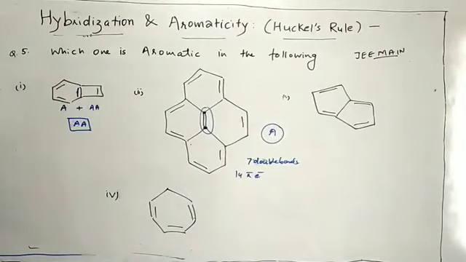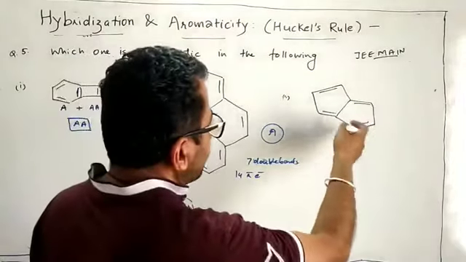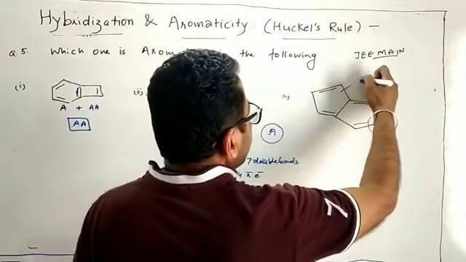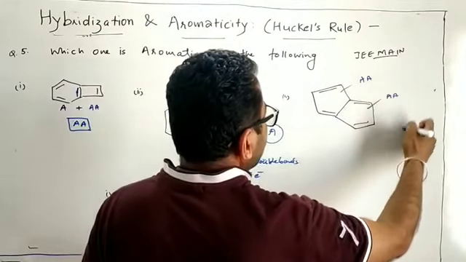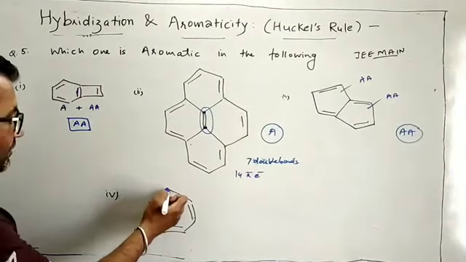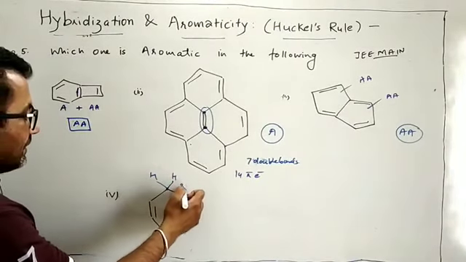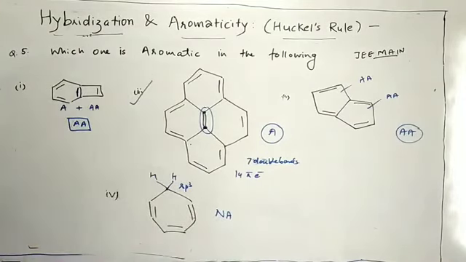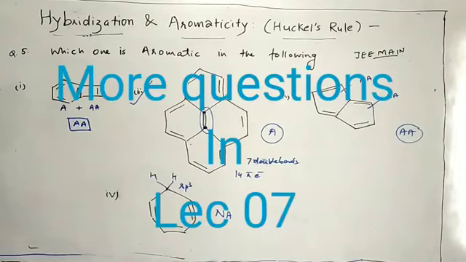Then the third one: overall all the carbon atoms are sp2 hybridized, but there are two rings. This ring is anti-aromatic, this ring is also anti-aromatic. Overall the compound is anti-aromatic. The last one is non-aromatic because this carbon is sp3 hybridized. So your correct answer is number 2. Number 2 compound is aromatic. Then we will move towards some questions of IIT JAM.